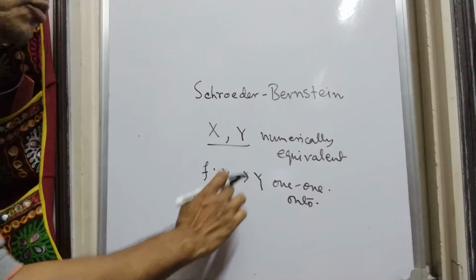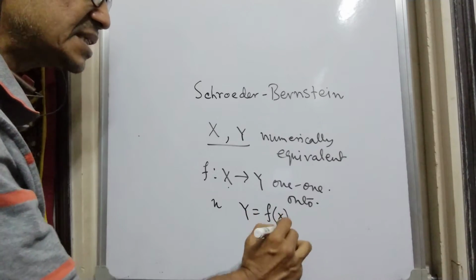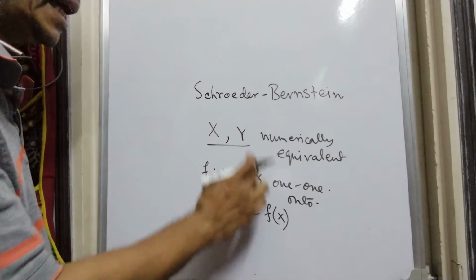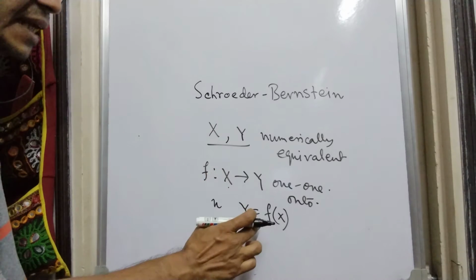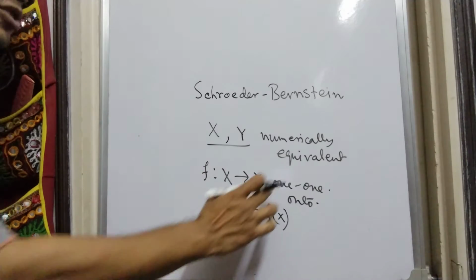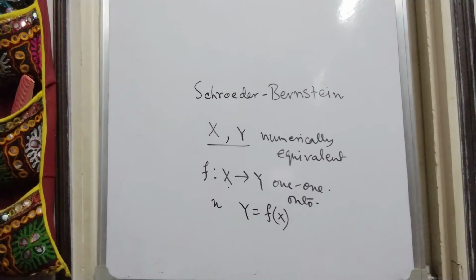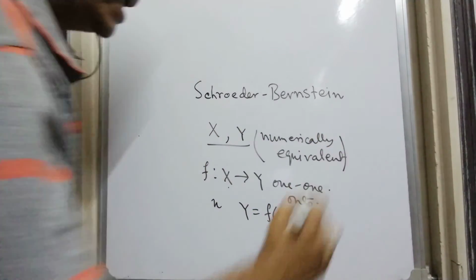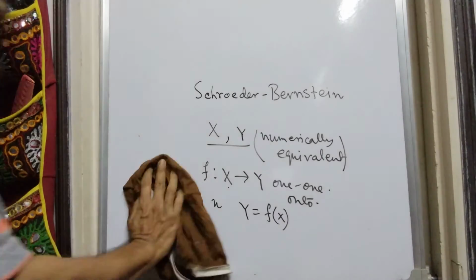So if you have a 1-1 and onto mapping onto y, then we know that y is equal to f of x. That means the image set of the domain x engulfs or completes the range set y. And since it is 1-1, each and every unique element has a unique image here. So they have the same cardinality, and so they are termed as numerically equivalent. So these are the concepts which we require to unravel the characteristics of the real line.